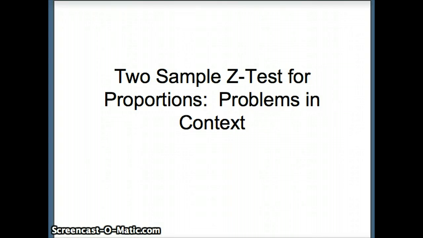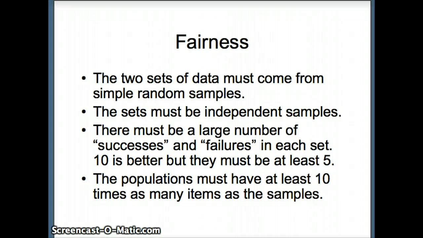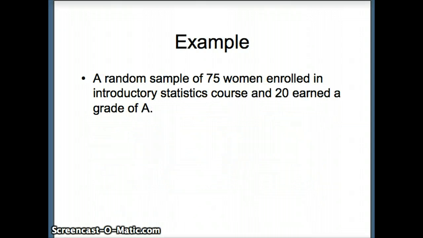This presentation will examine the two-sample z-test for proportions, problems in context, or word problems. When is it fair to use the two-sample z-test for proportions? Well, the two sets of data must come from simple random samples. The sets must be independent. There must be a large number of successes and a large number of failures in each set. The population must be significantly larger than the samples.